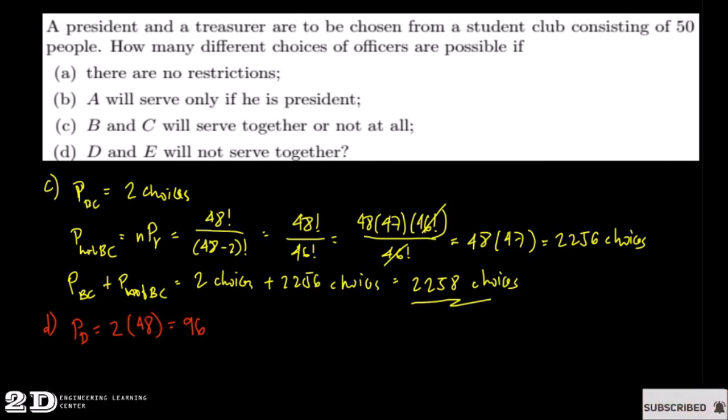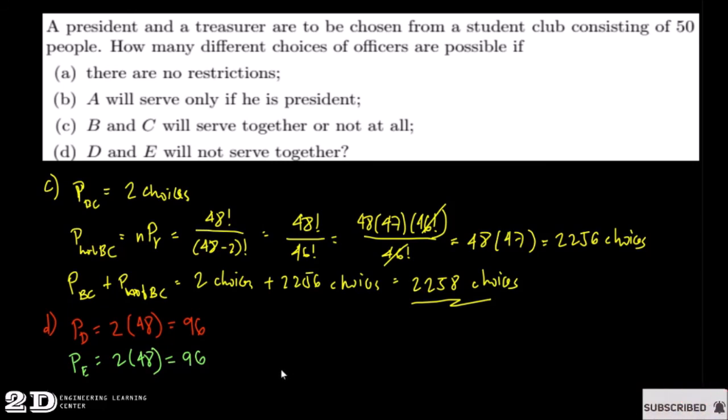Now if E is chosen, therefore D will not serve. E has two choices to be elected. He could be elected as president or treasurer. If that is so, then the remaining choices will be 48, same as the condition of D. So 48. So this is equal to 96.